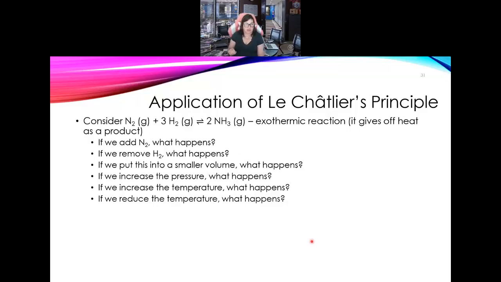Let's talk about the reaction of N2 gas plus 3H2 gas going to 2NH3 gas. This is exothermic, meaning it gives off heat as a product. All right. So if I add N2, what's going to happen to that reaction? I add N2, which is a reactant. That means I'm going to have to shift forward to get back to equilibrium.